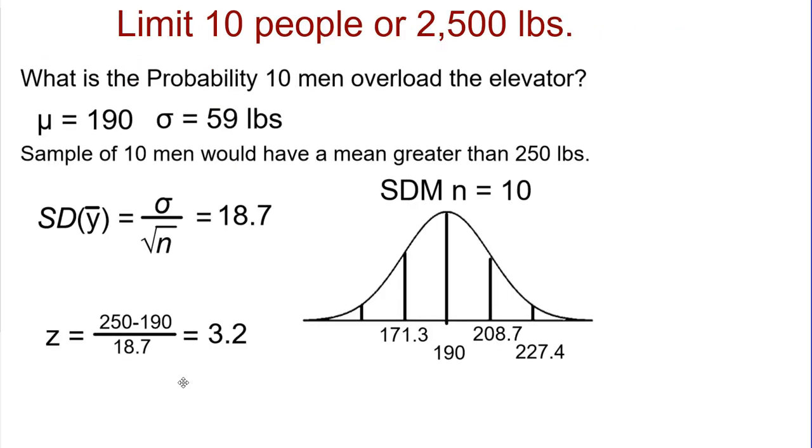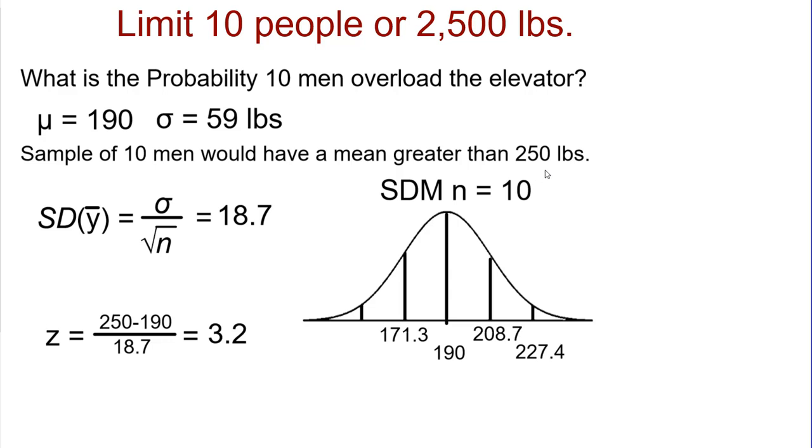So back to the question, a limit of 10 people or 2,500 pounds. The question is, what's the probability that a random sample of 10 adult American men would overload the elevator? If we just sampled one person, the mean for that population is 190 pounds with a standard deviation of 59. So if we had a sample of 10 random men, the average would have to be greater than 250 per person, right? If there's 10 of them, we just do 2,500 pounds divided by 10. So the collective average of the 10 men in the sample would have to be a sample average of more than 250 pounds.